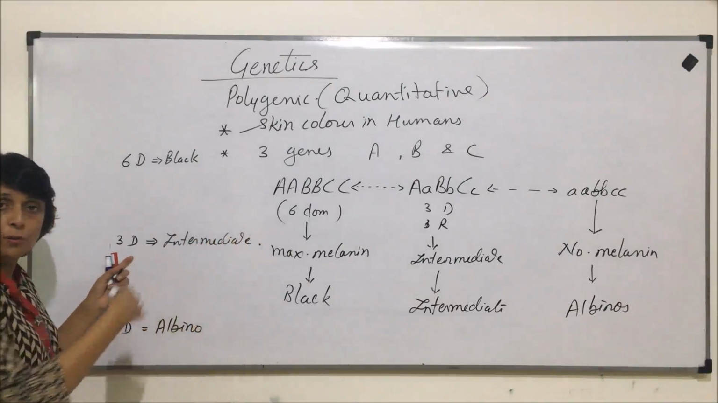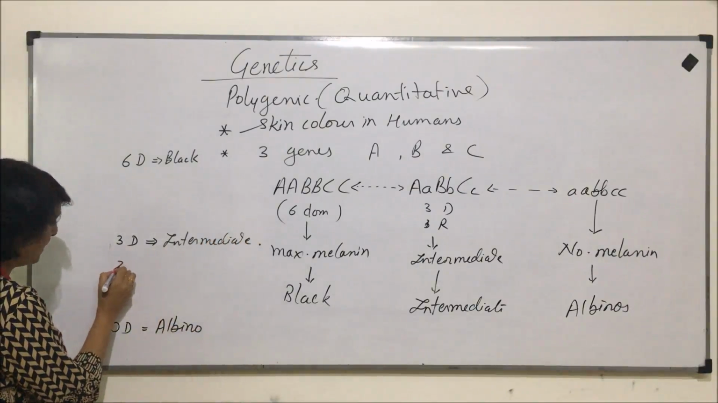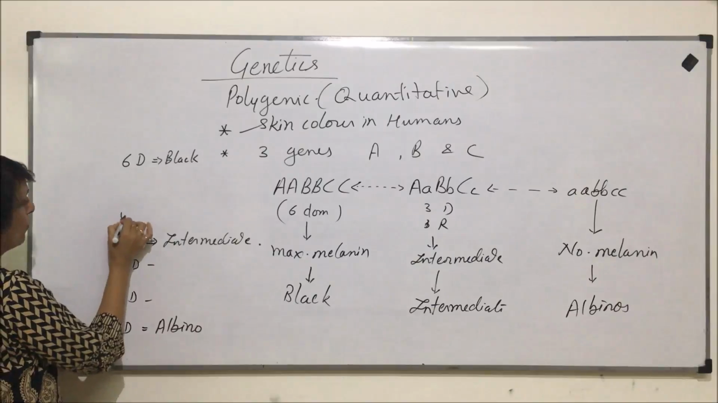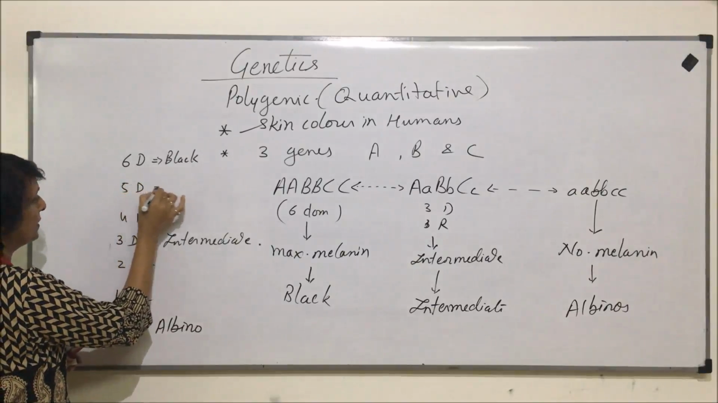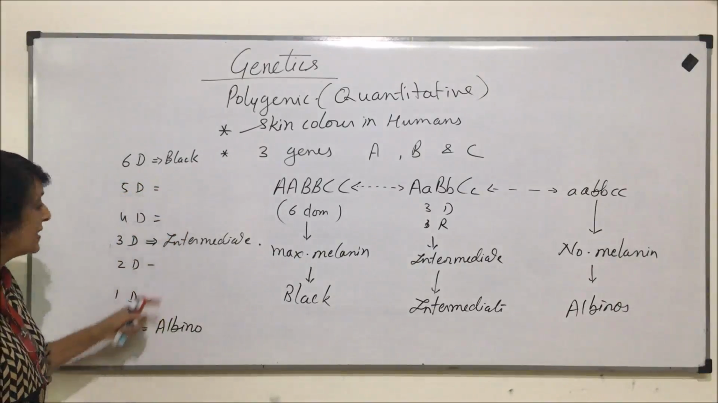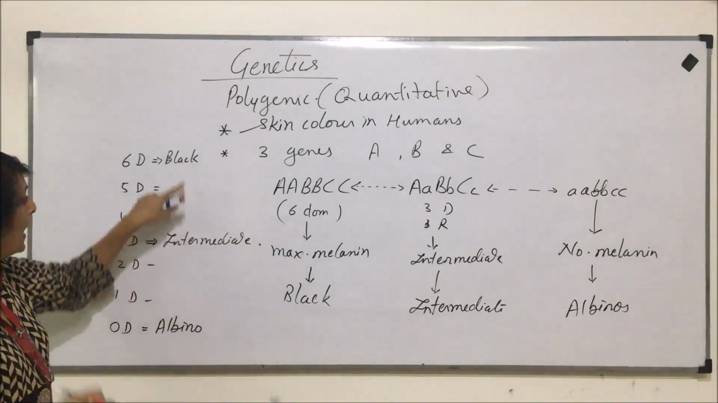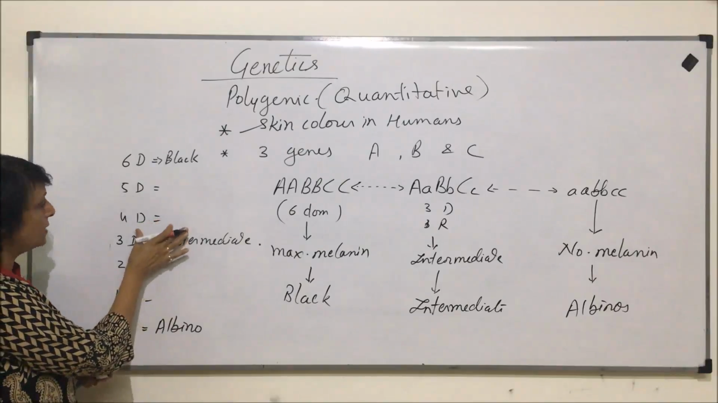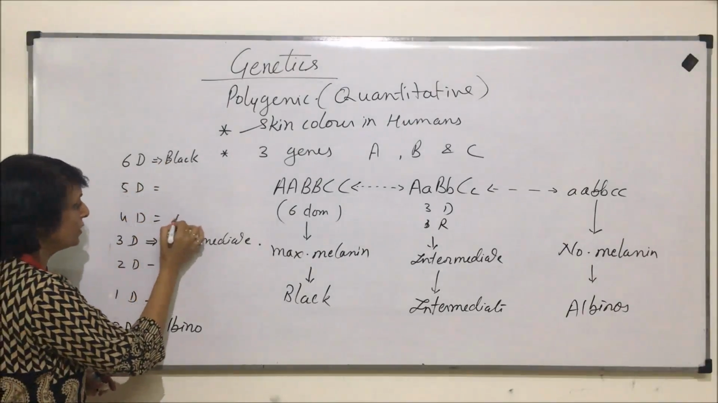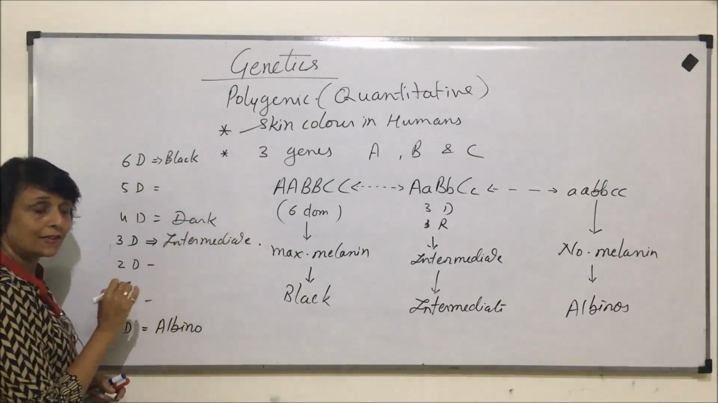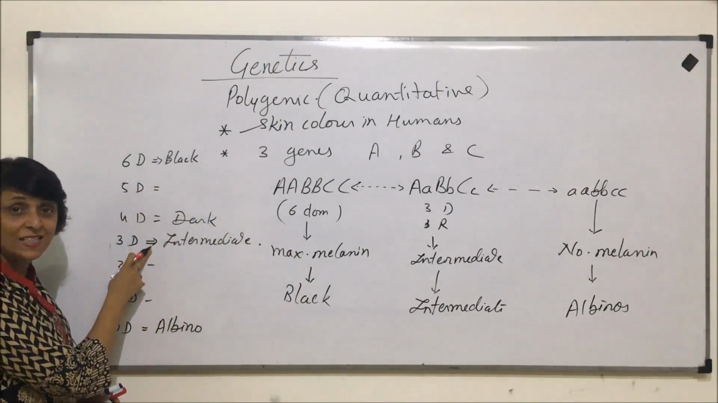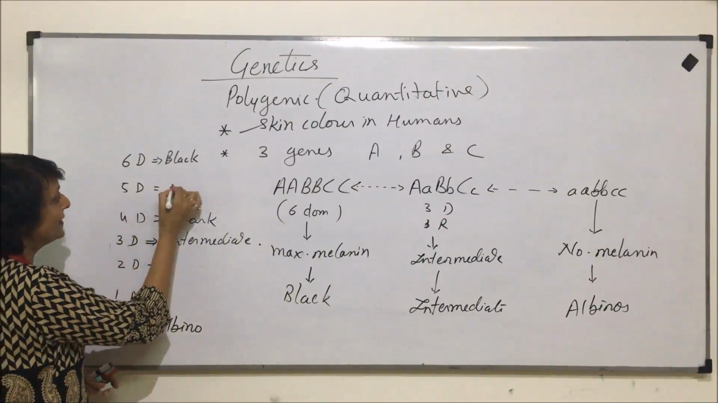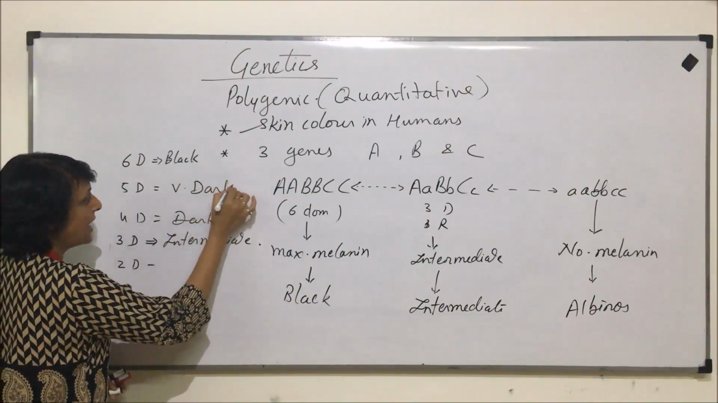Now we have to go in both the directions. That means 2 dominant, then 1 dominant, here 4 dominant and 5 dominant. So these are the intermediate stages between the middle one and the extremes. This is intermediate, and now the dominant genes are increasing. So this individual is going to be dark, because here 3 genes were responsible for synthesizing melanin, here 4 genes are responsible. Then this individual will be very dark.